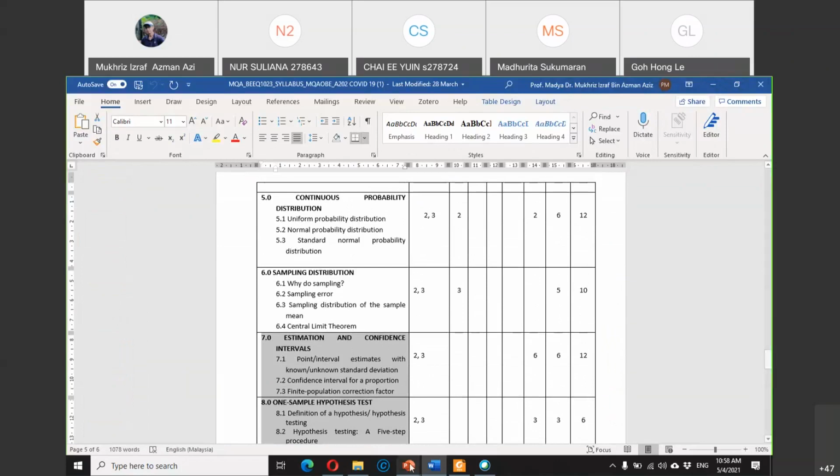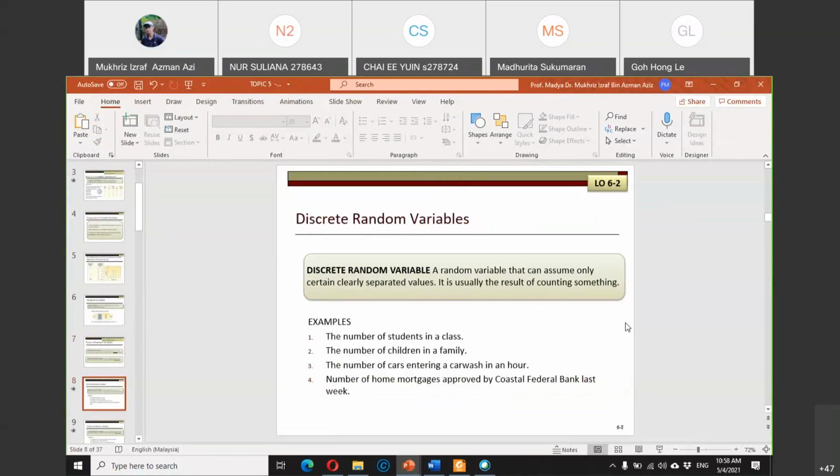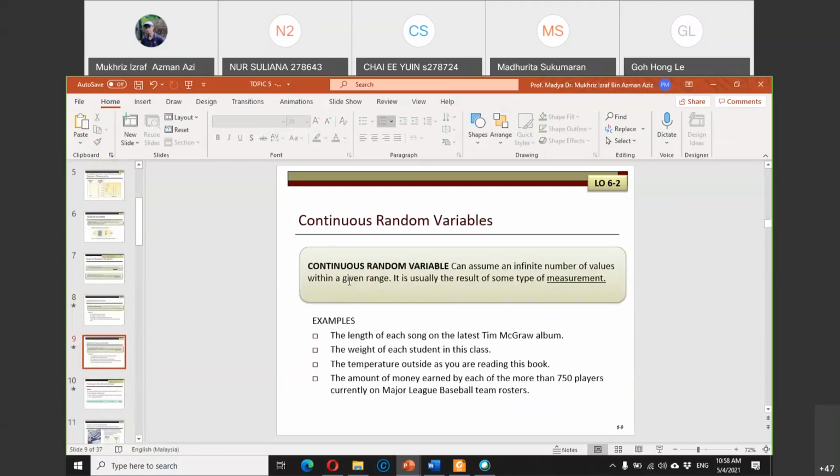So just to give you an idea of how the syllabus is designed, chapter 4 that we are discussing this week and also next week will focus solely on the discrete distribution. So only one chapter is discussing discrete. The number of students in class, the number of children in a family, the number of cars entering a car wash. So these are all exact numbers.